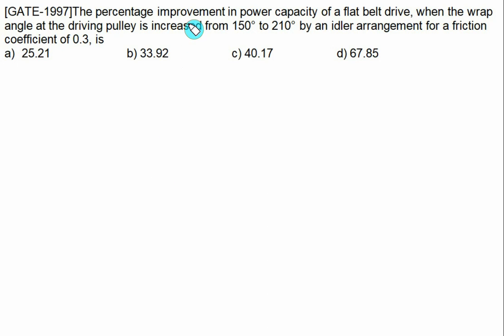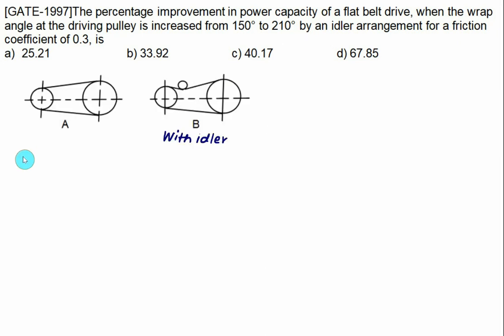The percentage improvement in the power capacity of a flat belt drive when the lap angle of the driving pulley is increased from 150 to 210 by an idler arrangement, for a friction coefficient of 0.3. Initially we have angle of contact equal to 150, and if we use the idler then the angle of contact becomes 210. You have to calculate the percentage improvement in the power capacity. So we'll consider two cases here: one without idler and one with idler.